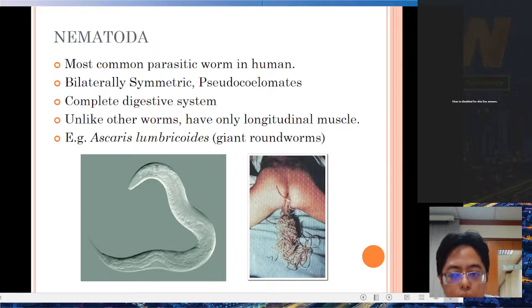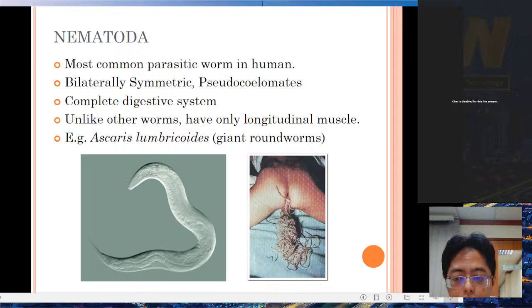Next will be nematodes. Nematoda, or nematodes, are the most common parasitic worms in humans. These are the worms without the muscles. They are bilaterally symmetric and pseudocoelomate, so they have some organs. The digestive system is the only complete organ system that they have, so they can digest whatever food they eat. Unlike other worms, they only have longitudinal muscle, so they just thrash around left and right. They cannot move like earthworms.